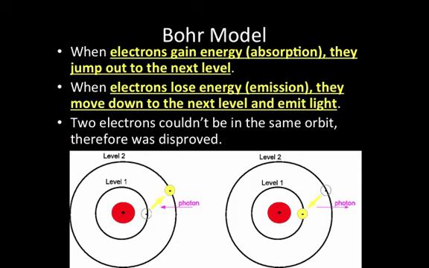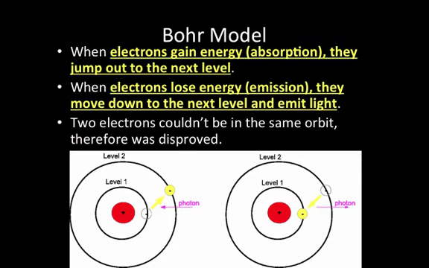He also noticed that when electrons gain energy, so when energy has been put into an atom, an electron jumps out to the next level, and then when electrons lose energy, they move down to the next level and emit light. So we have absorption, where electrons are going to gain energy. So a photon is moved into an electron, and an electron jumps up to the next energy level. And then when electrons lose energy, it emits a photon, it moves down to the next level and emits light. That's where we get that photon from.